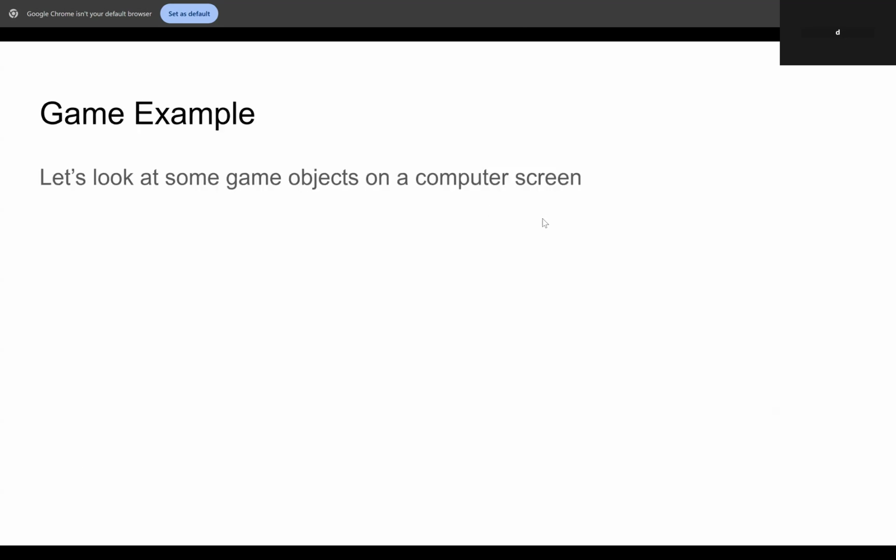So what I want to do now is show you some quick examples on a computer screen in a game engine, GDevelop. Okay, so let me change my share here. I'm going to share my GDevelop window. Give me one second while I get that up. And okay, all right.